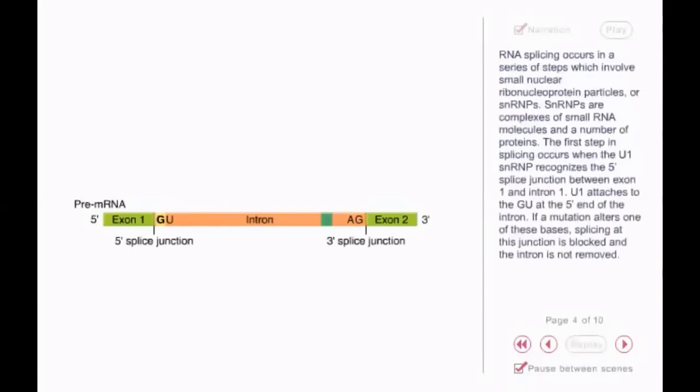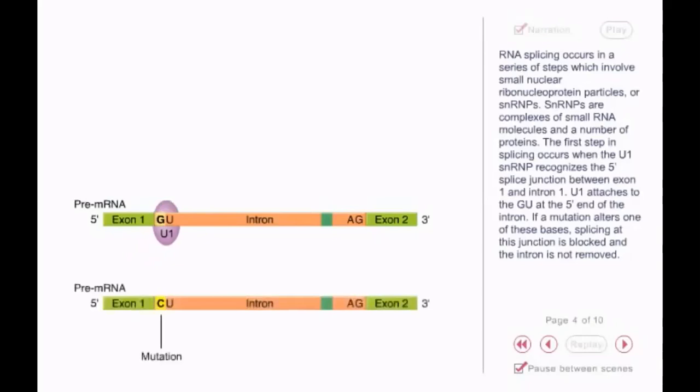RNA splicing occurs in a series of steps which involve small nuclear ribonucleoprotein particles, or SNRPs. SNRPs are complexes of small RNA molecules and a number of proteins. The first step in splicing occurs when the U1 SNRP recognizes the 5' splice junction between exon 1 and intron 1. U1 attaches to the GU at the 5' end of the intron.